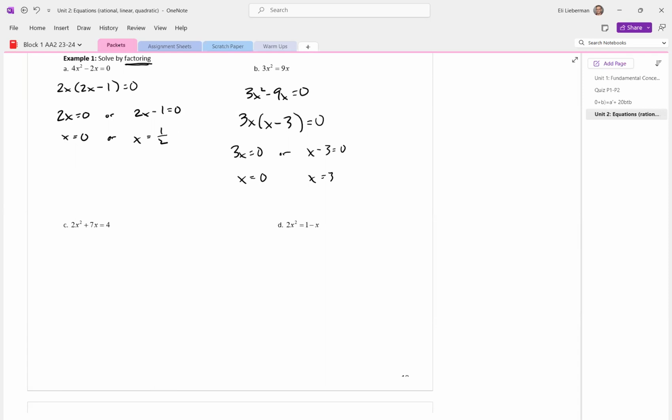Has anyone finished C? First thing you did, of course, was move the 4 because we'd like to have that 0, so we could use ZPP. Okay, I'm not going to finish this. I am going to call on someone to help, but you've got to factor that. So make sure you've done that. I think another maybe a minute.